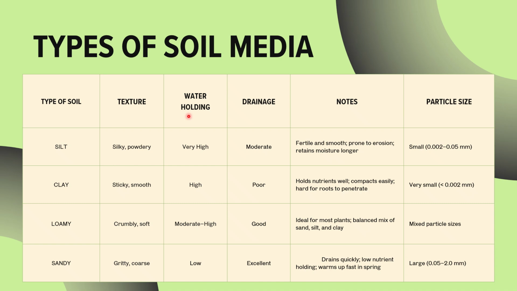Loamy soil, that tends to be everybody's favorite. When you take it up, it tends to be crumbly. It tends to be soft. It has moderate to high water retention, which is very good. It's like besties for a lot of gardeners and plants, just because not only does it take in that water and store some, but it lets go of the rest. It's very ideal for most plants, as you can see in the notes.